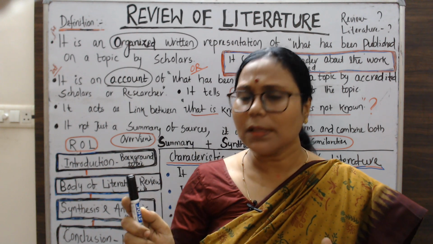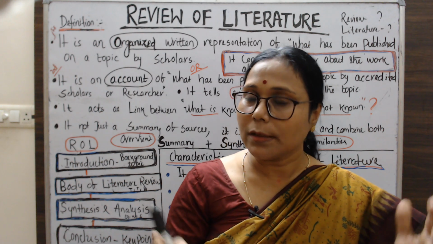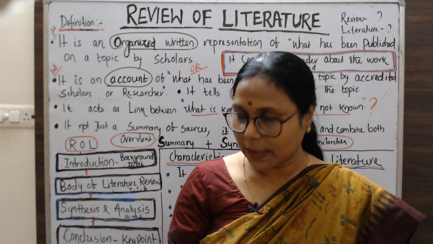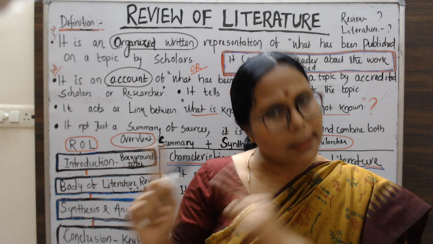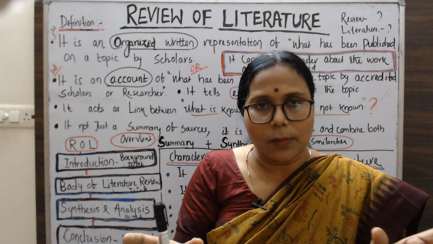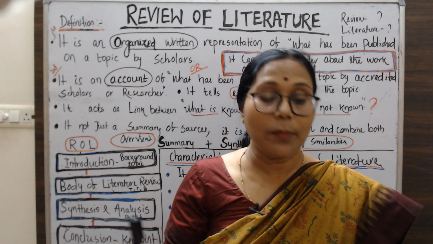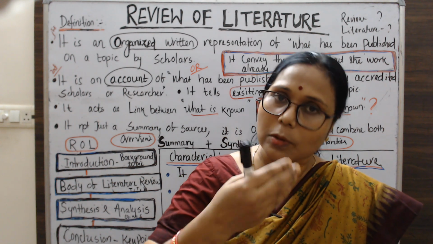In research, once the researcher has identified the potential problem or the topic for the research, the second step is the review of literature. The review of literature is two words: one is review, another is literature. Review means you have to look back.